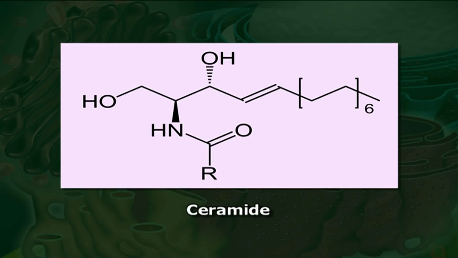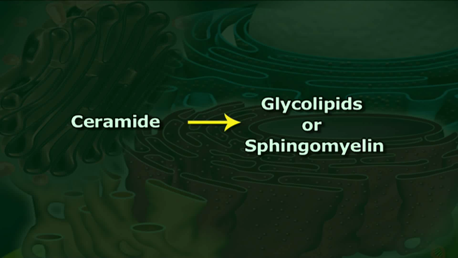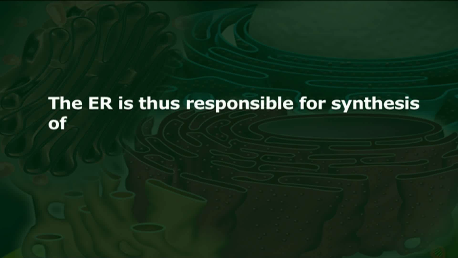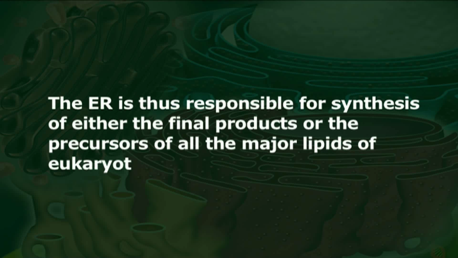In addition to its role in synthesis of the glycerol phospholipids, the ER also serves as the major site of synthesis of two other membrane lipids, that are cholesterol and ceramide. Ceramide is converted to either glycolipids or sphingomyelin, the only membrane phospholipid not derived from glycerol, in the Golgi apparatus. The ER is thus responsible for synthesis of either the final products or the precursors of all the major lipids of eukaryotic membranes.